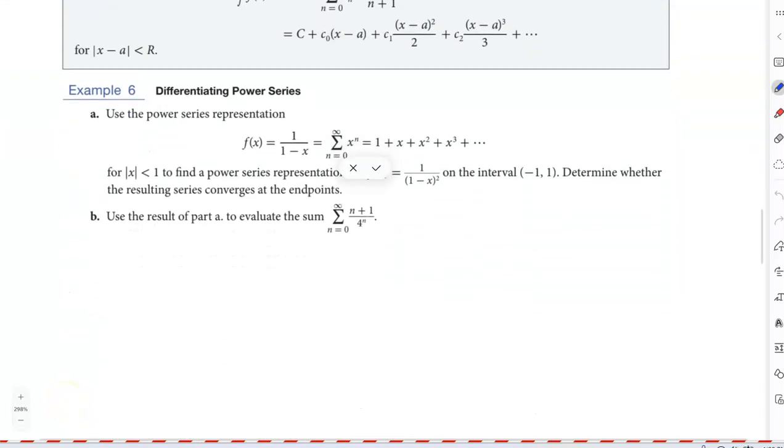So let's look at an example. We have f of x equals 1 over 1 minus x. We've talked about where that comes from. So that's the sum from n equals 0 to infinity of x to the n. And if we expand that, we're going to get 1 plus x plus x squared plus x cubed, and so on. That's going to converge as long as the absolute value of x is less than 1. We want to find a power series for g of x, which is 1 over (1 minus x) quantity squared, on the interval from negative 1 to 1, and then figure out endpoints.